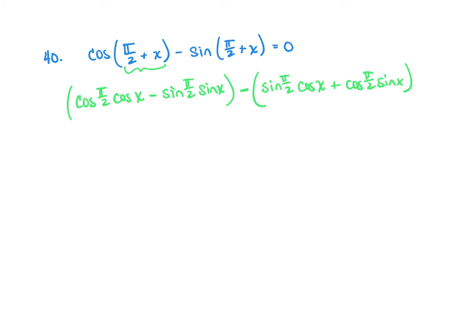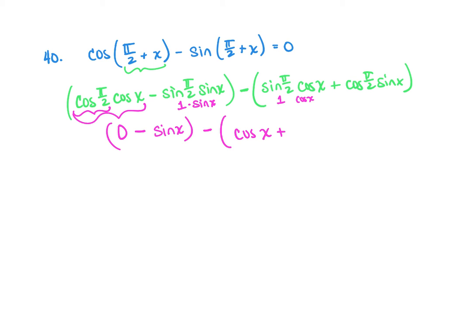Let's fill in what we know. What is the cosine of pi over 2? Cosine at pi over 2? 0. So 0 times cosine is just going to be 0, right? Minus, what is the sine at pi over 2? 1. That's 1 times sine of x, so we just get minus sine of x. Over here, sine of pi over 2 we just said was 1 times cosine of x. So this is going to be cosine of x plus cosine of pi over 2 is 0, and 0 times sine is 0. So we end up with negative sine of x minus cosine of x equals 0.